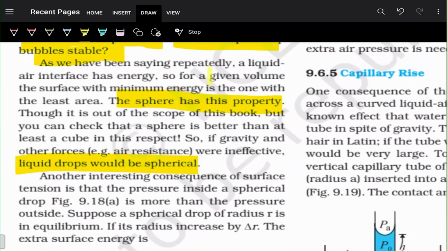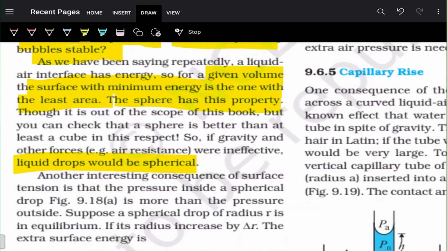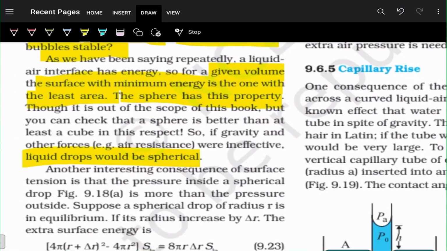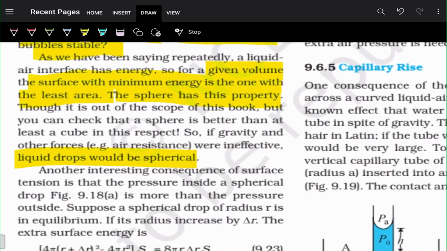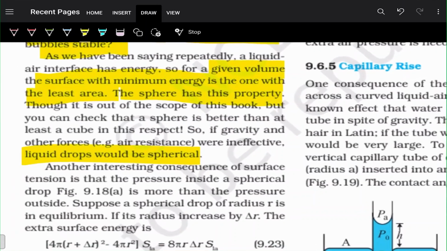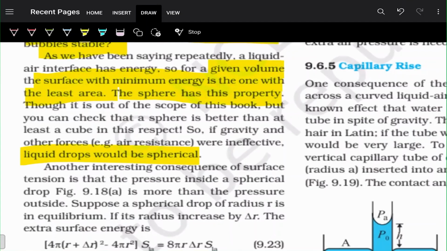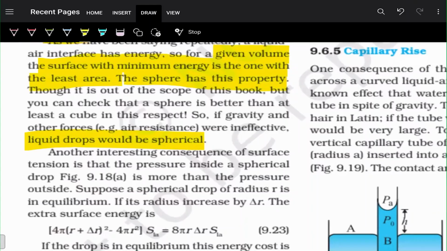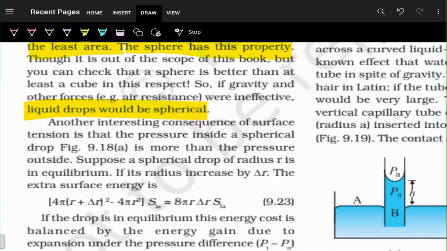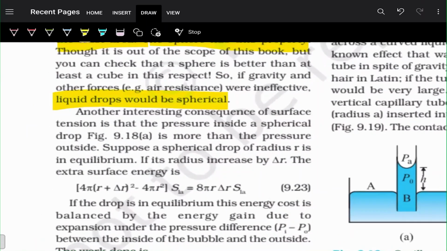For a given volume, the surface with minimum energy is the one with the least area. So minimum energy ആയിരിക്കണം എന്ന് പറയുമ്പോൾ least area ആയിരിക്കണം. Least area എന്ന് പറയുമ്പോൾ ഏതിന്റെ പ്രോപ്പർട്ടിയാണ്? Sphere ന്റെ പ്രോപ്പർട്ടിയാണ്. So if gravity and other forces such as air resistance were ineffective, liquid drops would be perfectly spherical. Correct. Another interesting consequence of surface tension is that pressure inside a spherical drop is more than the pressure outside.